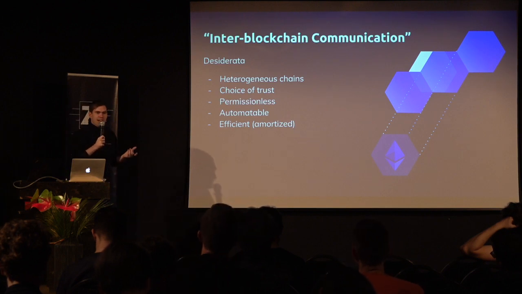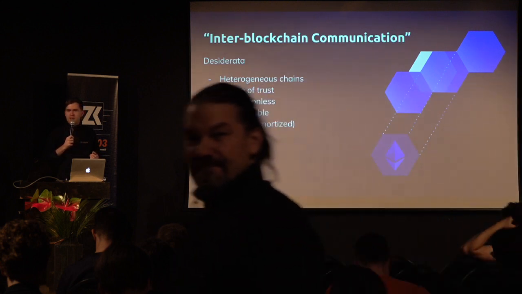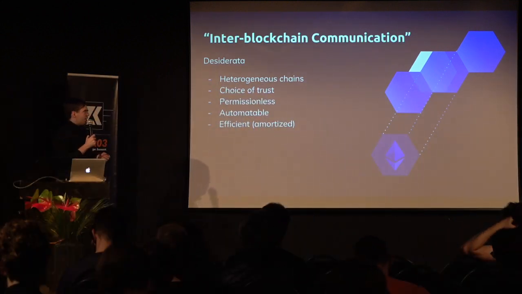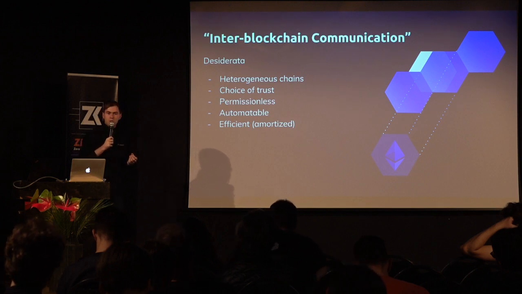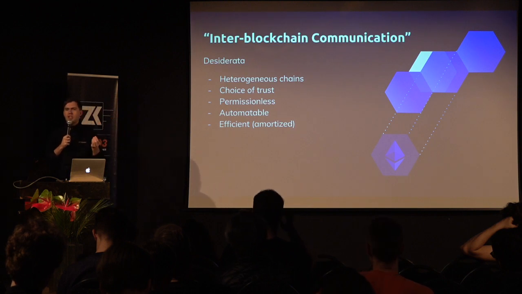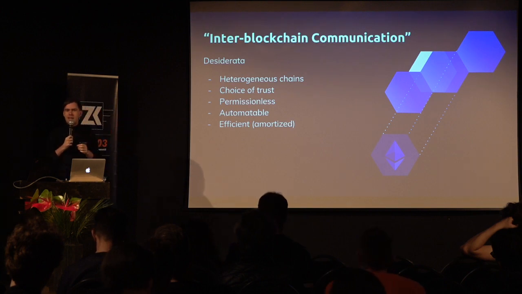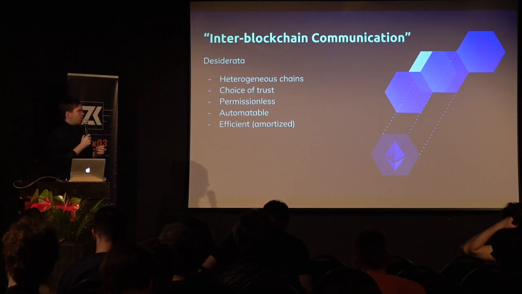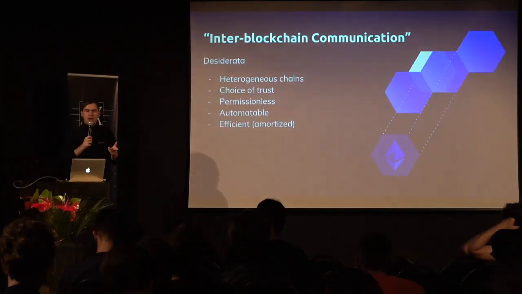IBC is designed to be used by heterogeneous chains, so it doesn't require a common virtual machine. We want it to be the case that different chains which specialize in different things, maybe some of those things being zero-knowledge proofs, can implement IBC as part of their state machine. We want IBC to enable users of a set of chains to choose which chains they trust and how much they trust them. We want it to be permissionless so that different blockchains can open and close connections, relay data, packets, tokens, assets, and code between each other without anyone other than the users involved needing to approve it, so no governance required. We want it to be in the same vein automatable.